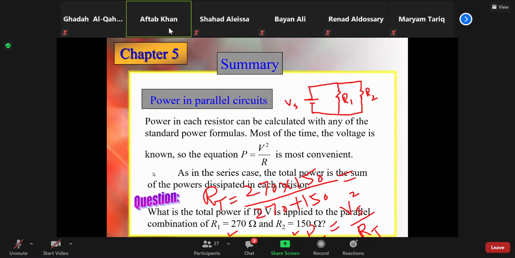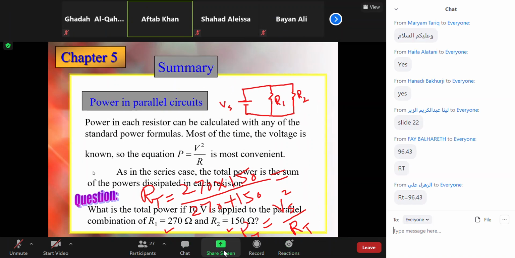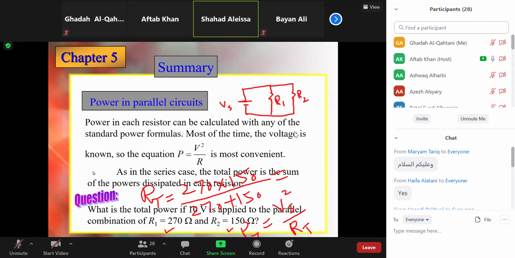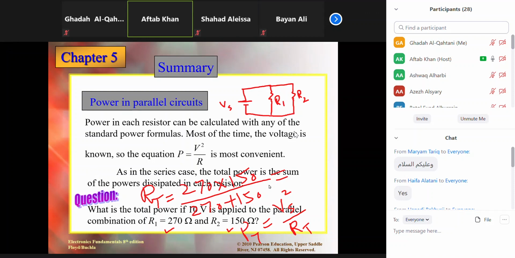So it is going to be 1 point something, I think, because 10 squared over 96.43. 1.04. 1.04. And unit? Watts. 1.054 watts. What is this? How are you getting minus 0.104?